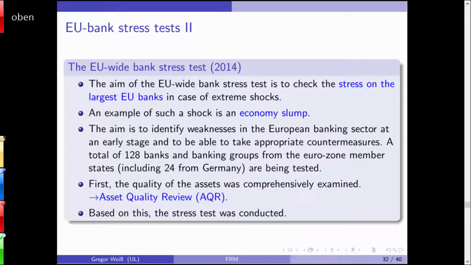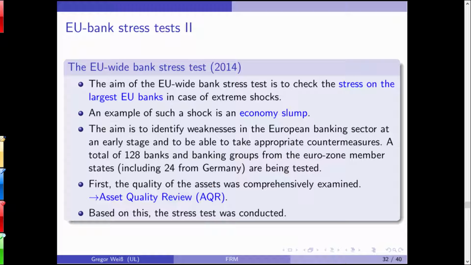Okay. So these are some details of the EU-wide bank stress test done in 2014. There has been one in 2016 and one in 2018. You can go to the website of the European Banking Authority and review the results. They are published publicly, and the idea was to assume an economic slump, an extreme scenario, and test the resilience of the large European banks. In 2014, 128 banks and banking groups were included, 24 from Germany. The first thing they did was a so-called AQR, the asset quality review. They reviewed all the assets the banks held and asked by how much the value of these assets would decrease in case of an extreme adverse market scenario.